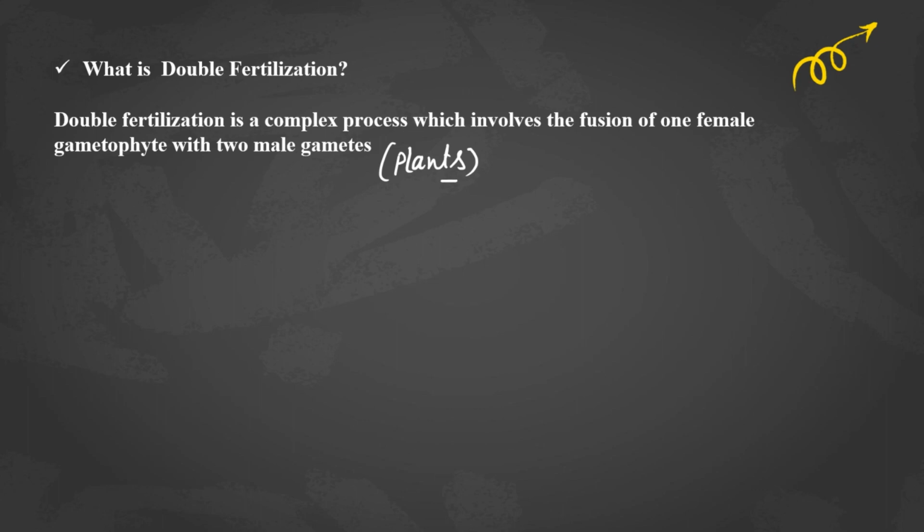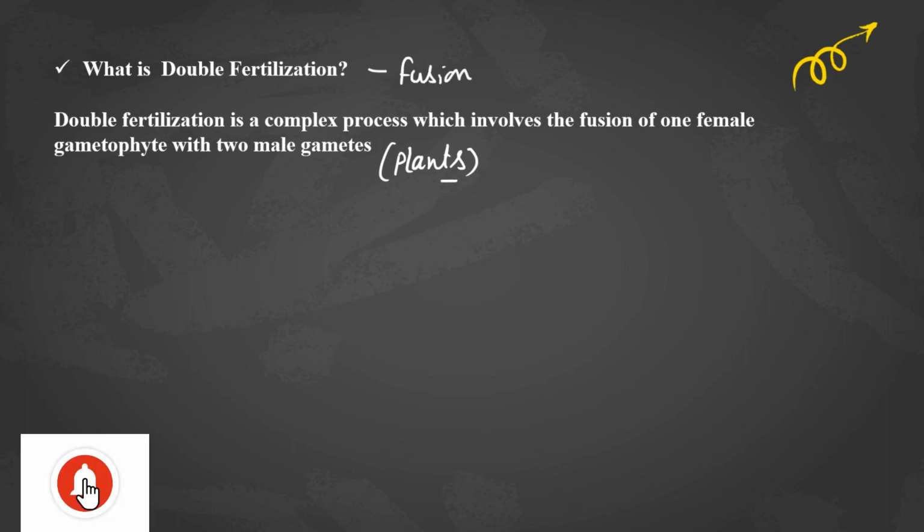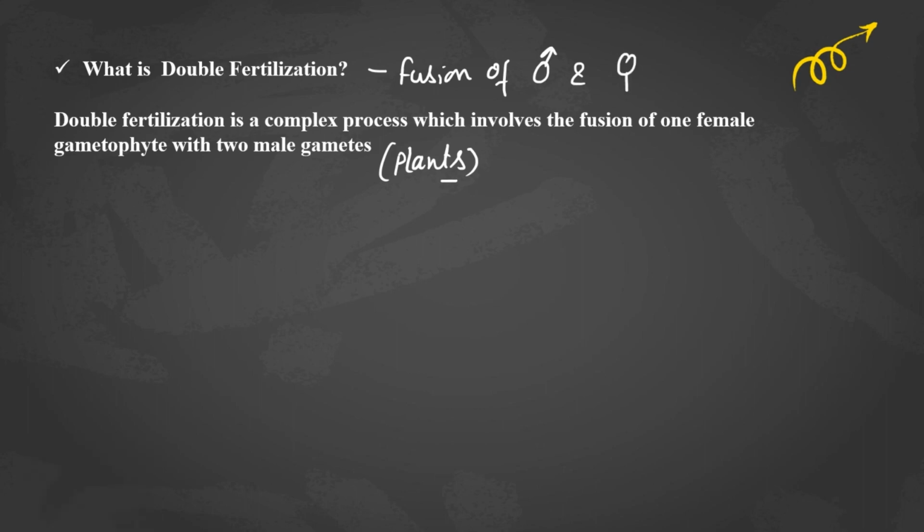Simply, fertilization means the fusion of male gamete and female gamete. That is the fundamental idea behind fertilization. Here it is double. Double fertilization is a complex process which involves the fusion of the female gametophyte with two male nucleogametes. So how is it possible?